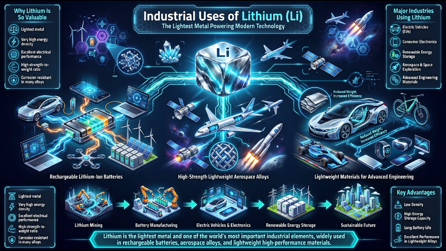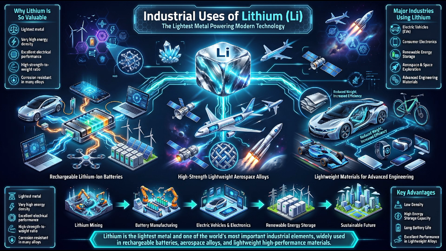Another important industrial application is nuclear technology. Certain lithium isotopes, particularly lithium-6, are used in nuclear reactors and in the production of tritium, an isotope of hydrogen used in nuclear fusion research. Lithium compounds also serve as coolants and neutron absorbers in specialized nuclear systems, contributing to advanced energy technologies and scientific research.